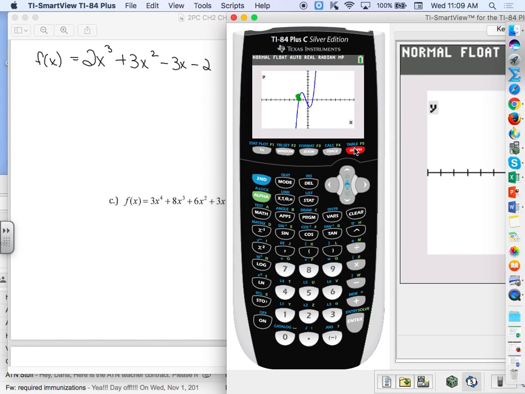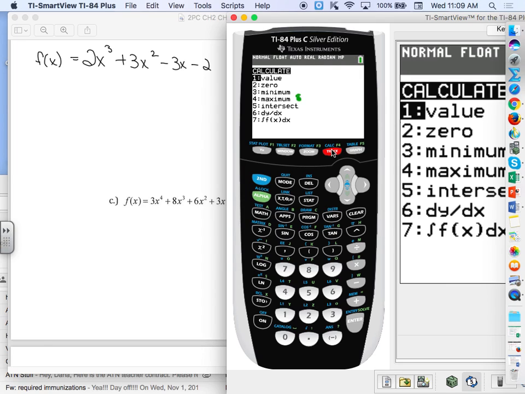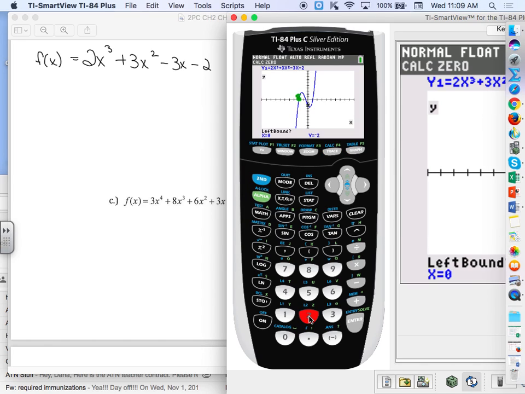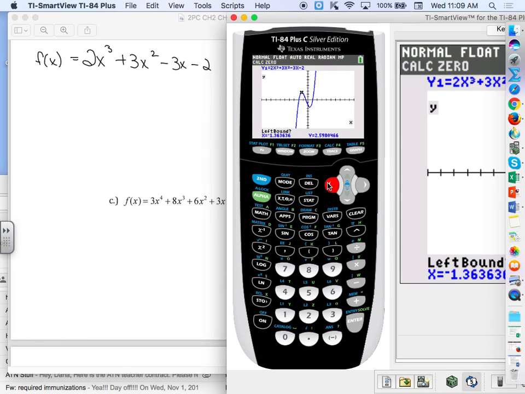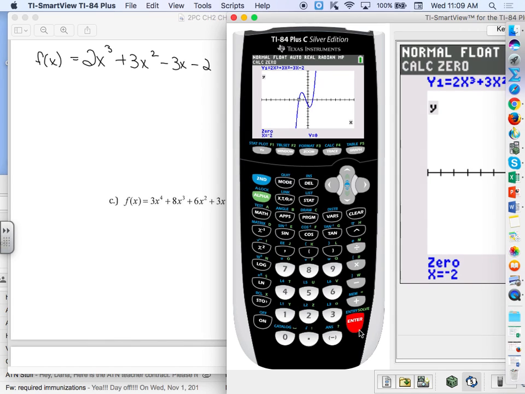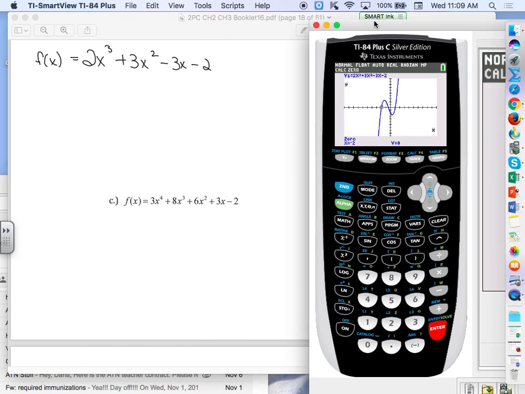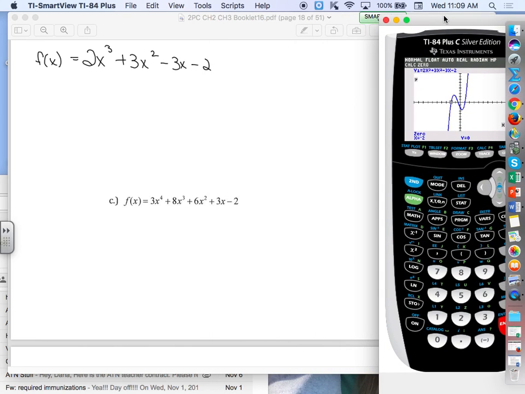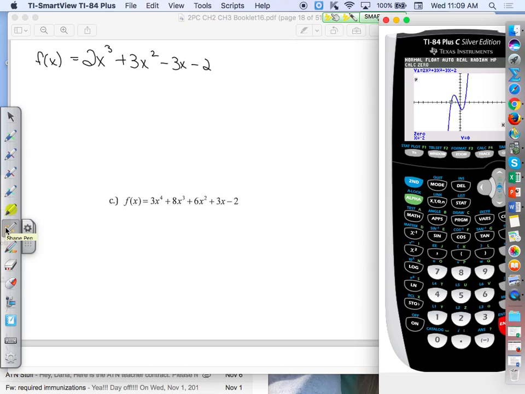So let's just be sure that it actually is a root. So second and calculate. We're looking for a 0, left bound, right bound. So move the cursor so it's left of that green blob, and somewhere to the right of that green blob. And then there it is on the green blob. -2 is actually a root. So that's the one that I'm going to start with. And again, you can pick any of them. That's the one I happen to choose. So x equals -2 is a root. So that's the number that's going in my box.